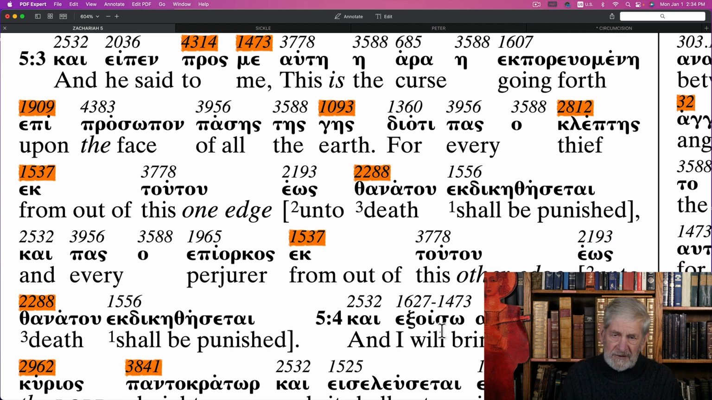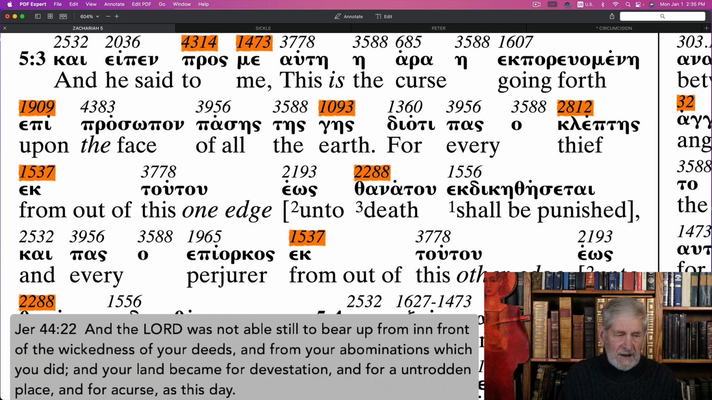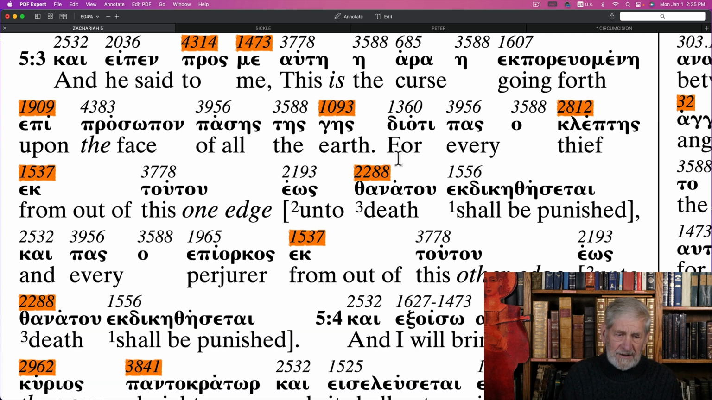The only curse that I could see mentioned in the Old Testament was in Jeremiah 44:22, where it says, "And the Lord was not able still to bear up from in front of the wickedness of your deeds, and from your abominations which you did. And your land became for devastation, and for an untrodden place, and for a curse as this day." So the curse on the land, I believe it's Israel.